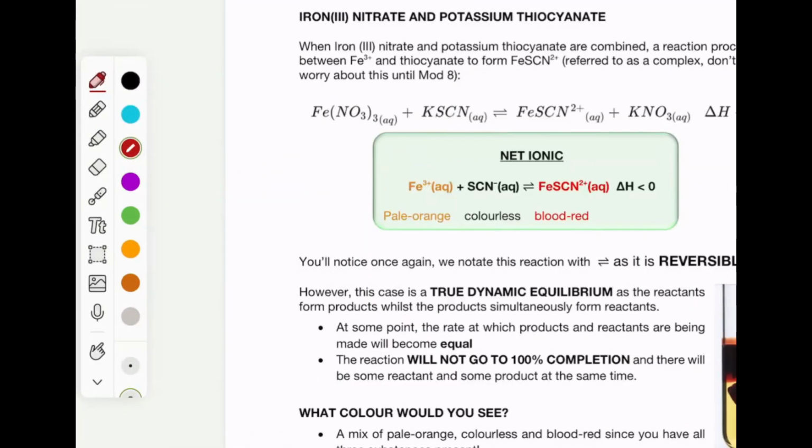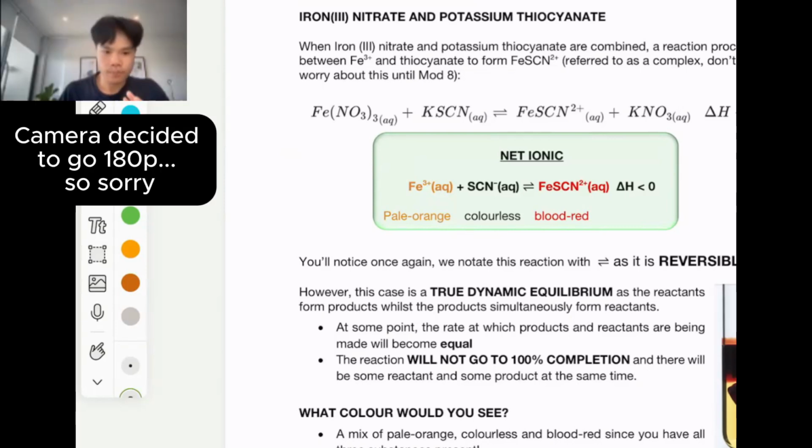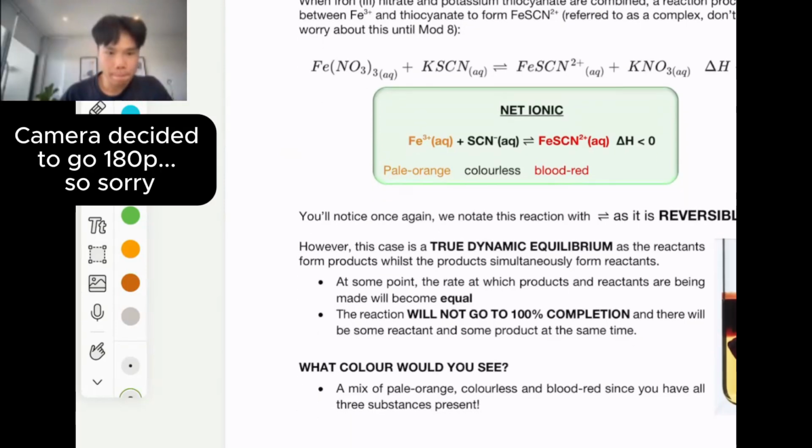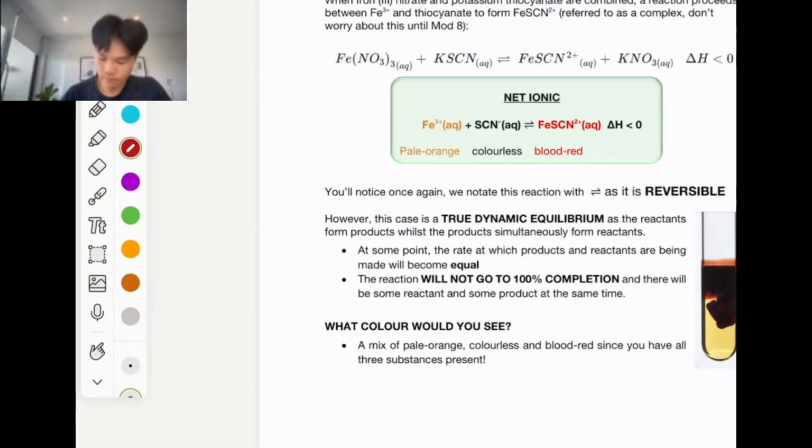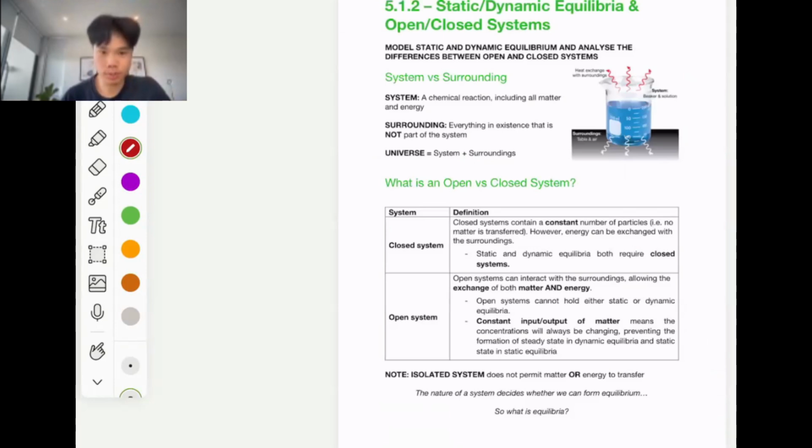The second case study, iron thiocyanate, the equation comes up many times in the syllabus, but it first appears here. So you should recognize that this is a reversible reaction. It goes forward, it goes back, and it is a true dynamic equilibria. Okay. Any questions to begin?